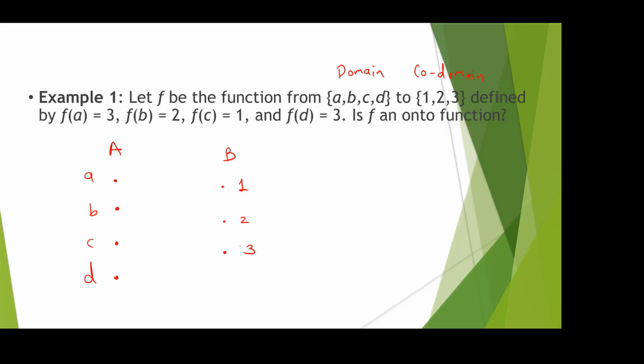Now for the function f, we have directly been given the mappings. If we apply it on A, we get 3. For B, we get 2. For C, we get 1. And for D, we get 3. So is this function an onto function?